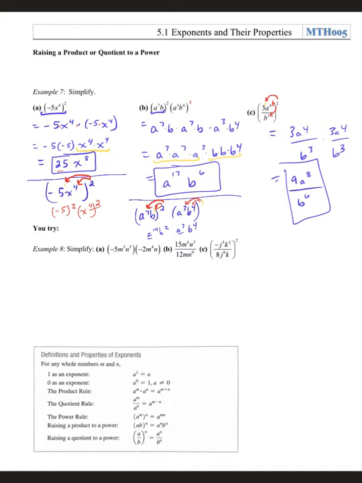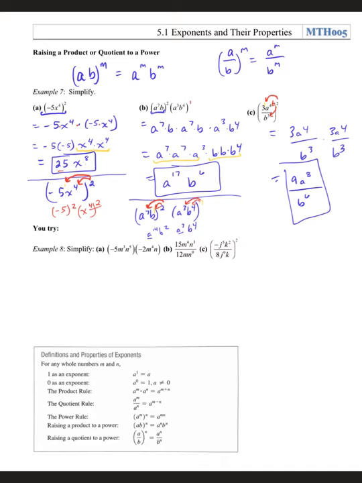So the rule here is if you have a product, we'll say a times b, and you're raising it to an mth power, you then have a to the mth power times b to the mth power. Same idea, if you have a quotient of a over b being raised to the mth power, you would have a to the m over b to the m because we can distribute it. Again, you're multiplying it by the exponent inside.